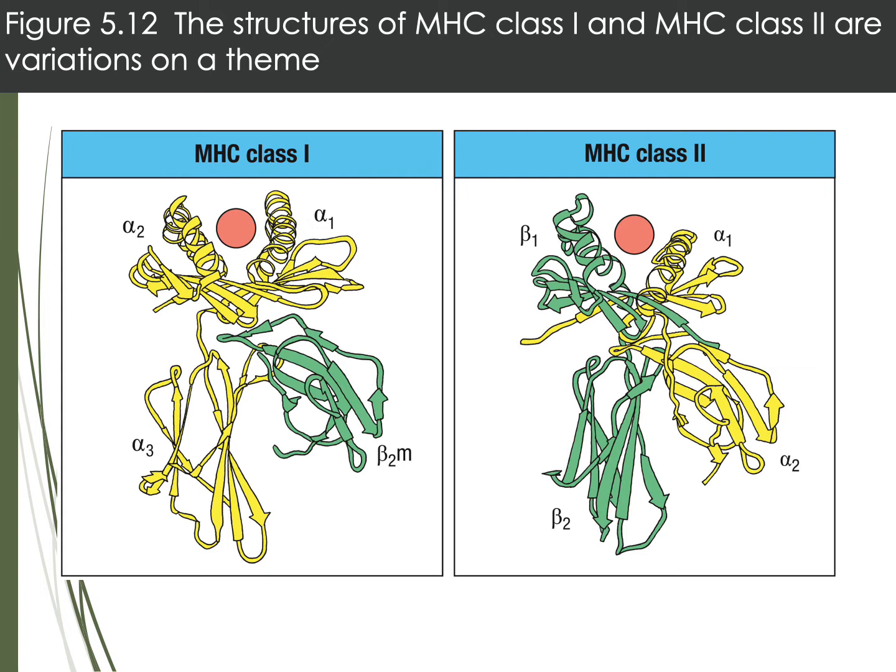MHC class 1, you'll notice that there's three alpha domains, alpha 1, alpha 2, and alpha 3, and then there's one beta domain. So their four domains are made up differently, so it's not an even sharing of domains between the chains. And the beta domain doesn't have a transmembrane portion, okay?